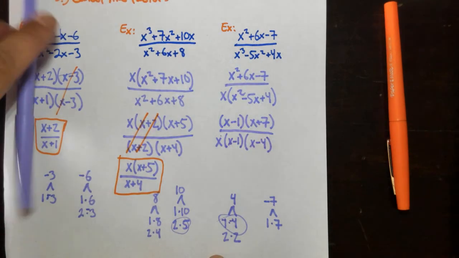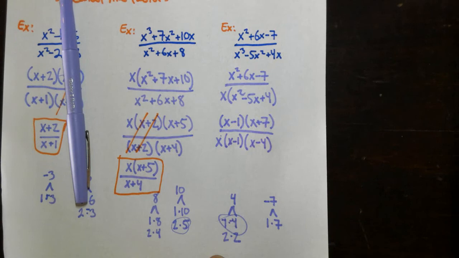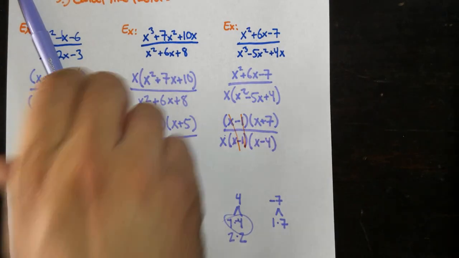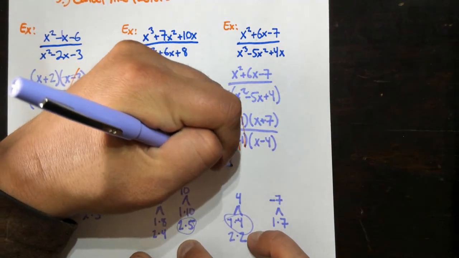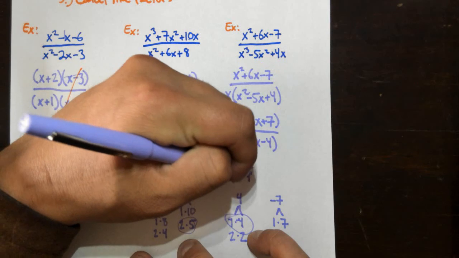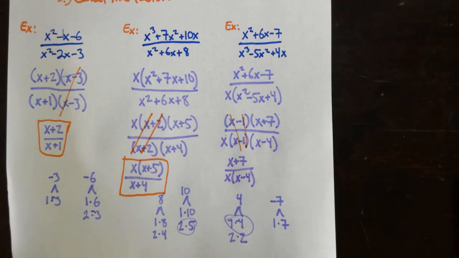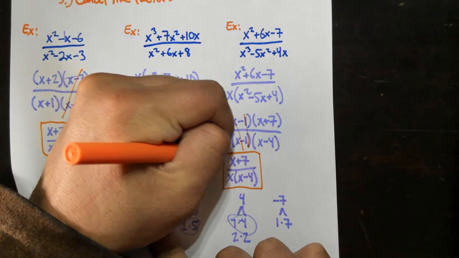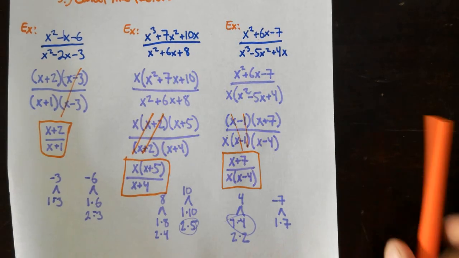And you can see here that my x minus 1's cancel. So what I'm really left with here is x plus 7 over x times (x minus 4). And that is my answer here. So that is simplifying rational expressions.